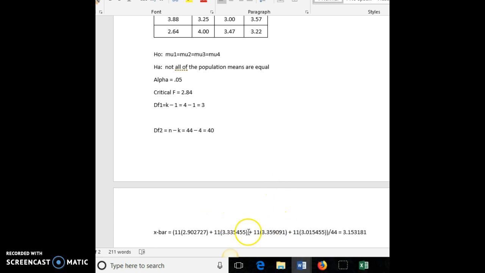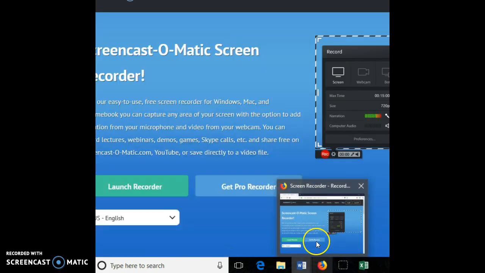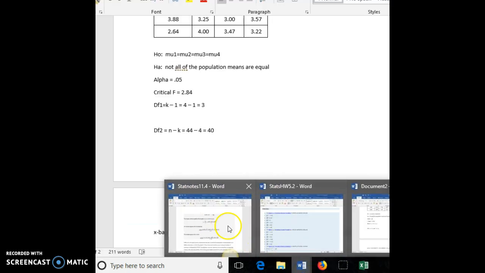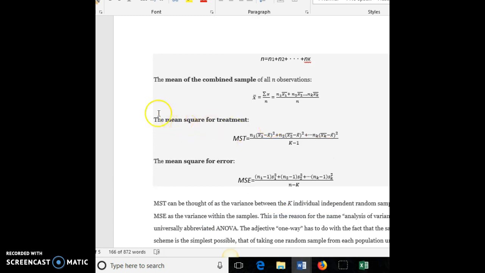Now, let's notice though, after we've gotten our X bar, let me go back to our formulas here so you can see what we've got to do. We have to find this MST and this MSE because our F is actually these two values divided by each other, MST on top and MSE on the bottom. So we want to take the amount of data in the first column times the mean of that data minus the overall mean squared. And we're going to do that for each set of data. And then on the bottom, k minus 1.